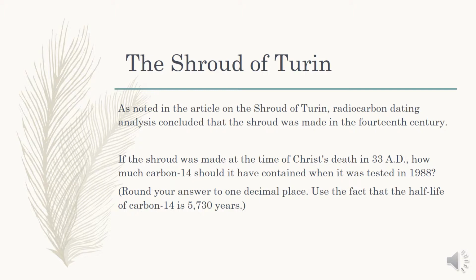Now we have part B to this question. It says, again, as noted in the article on the Shroud of Turin, radiocarbon dating analysis concluded that the shroud was made in the 14th century. However, let's assume that the shroud was made at the time of Christ's death in 33 AD. How much carbon-14 should it have contained when it was tested in 1988?